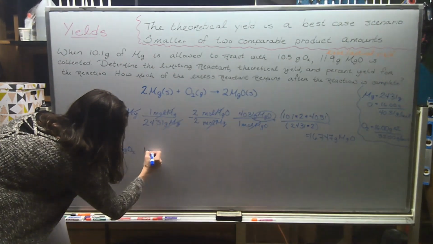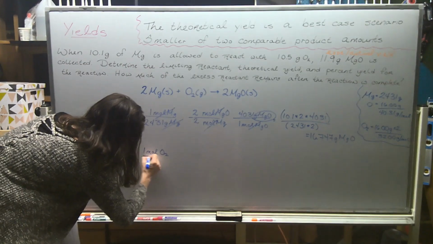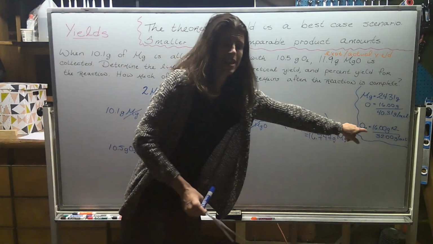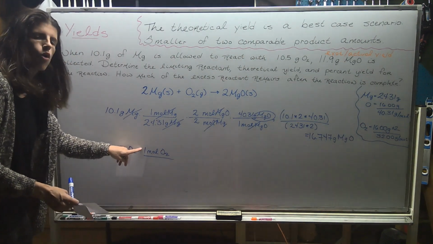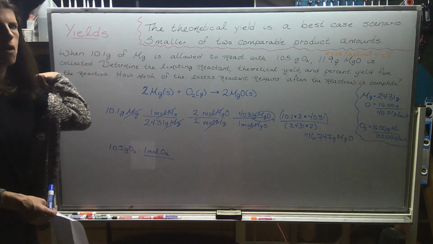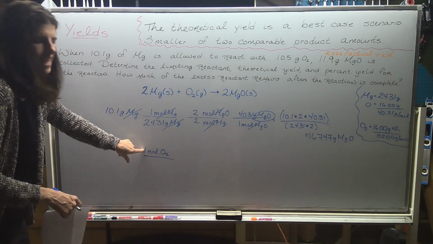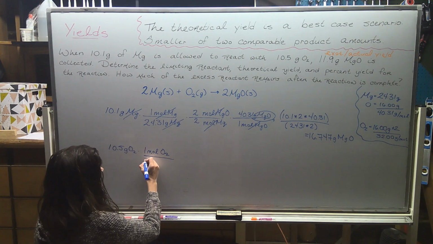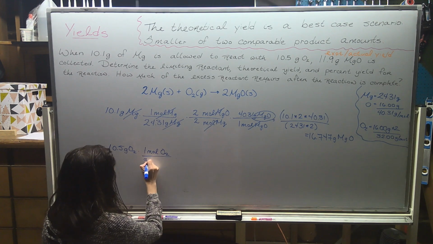First, I need to turn oxygen into moles. Oxygen is diatomic, so the molar mass is going to be 16 times 2. However, remember with molar mass, you're always going to say 1 mole of blah, blah, blah has blah, blah, blah grams. But it always has to have a 1 if it's molar mass. But I did multiply that 16 by 2. So in the denominator here, I'm going to have 32 grams.